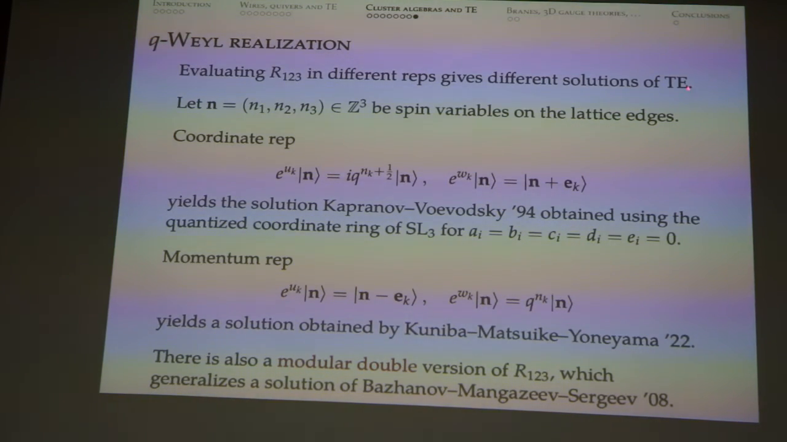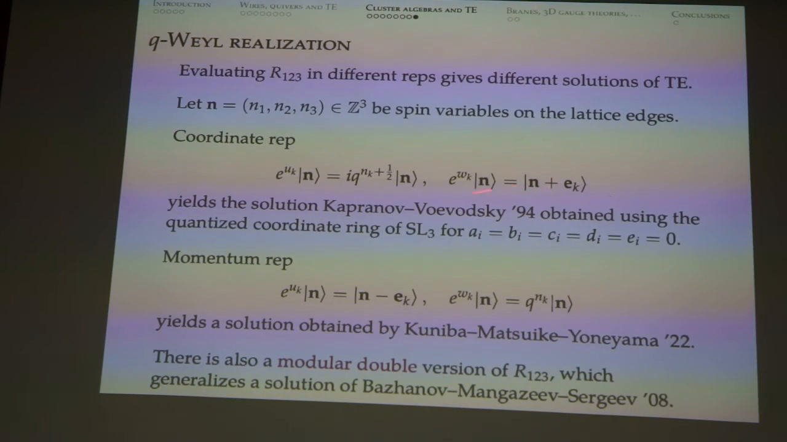Now, what's good about this solution is that it is written in terms of elements of an algebra, and then there's a choice of representations. All right, and you can choose different representations, and you get different solutions of the tetrahedron equation. So in our work, we mainly consider two representations: coordinate representation or momentum representation. Each representation has basis vectors labeled by 3 integers n1, n2, n3.